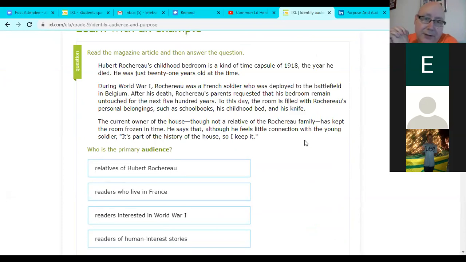Hubert Rochereau's childhood bedroom is a kind of time capsule of 1918, the year he died. He was just 21 years old at the time. During World War I, Rochereau was a French soldier who was deployed to the battlefield in Belgium. After his death, Rochereau's parents requested that his bedroom remain untouched for the next 500 years. To this day, the room is filled with Rochereau's personal belongings, such as school books, his childhood bed, and his knife. The current owner of the house, though not a relative of the Rochereau family, has kept the room frozen in time. He says that although he feels little connection with the young soldier, it's a part of the history of the house, so I keep it.